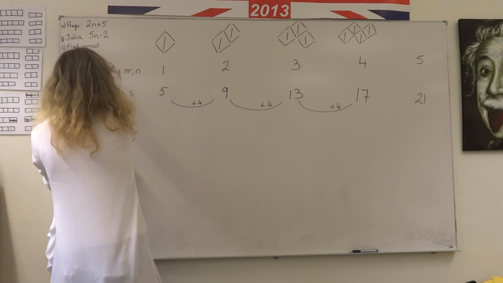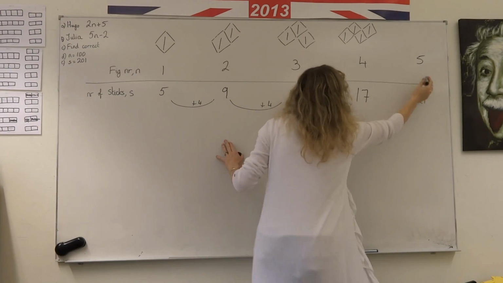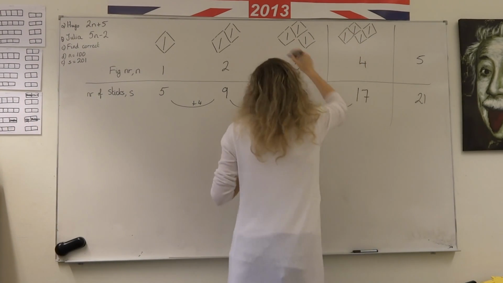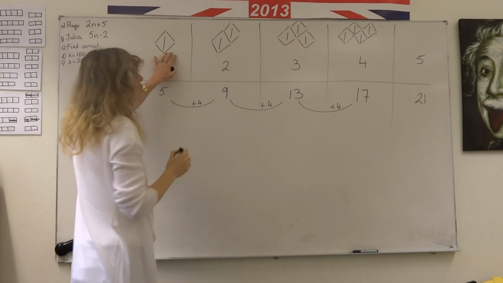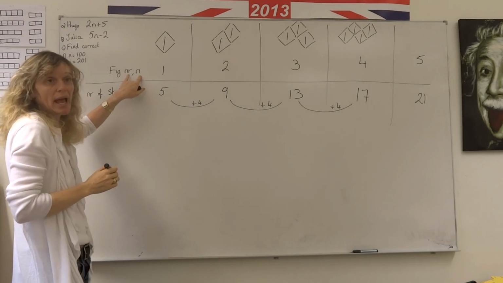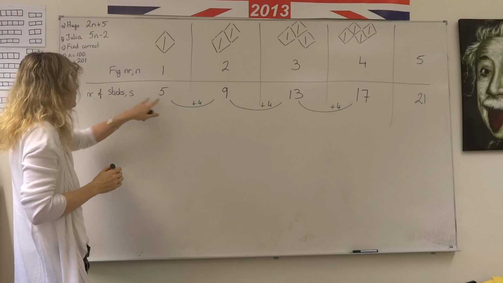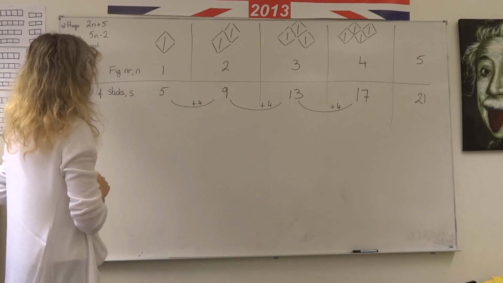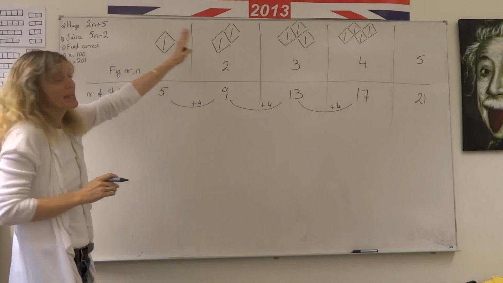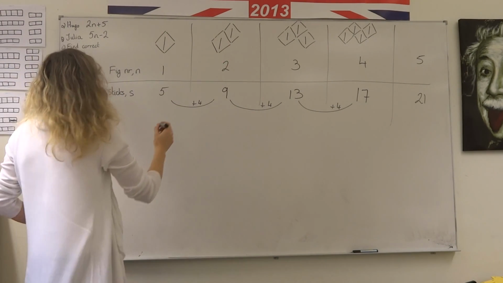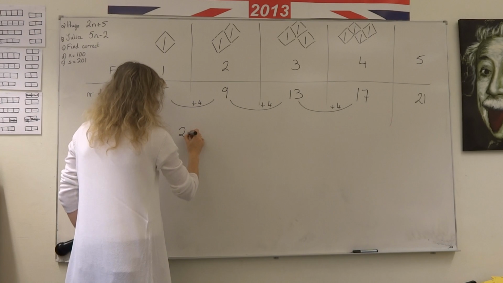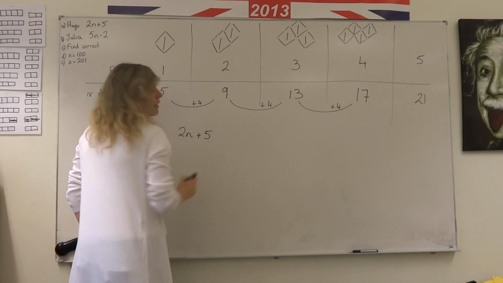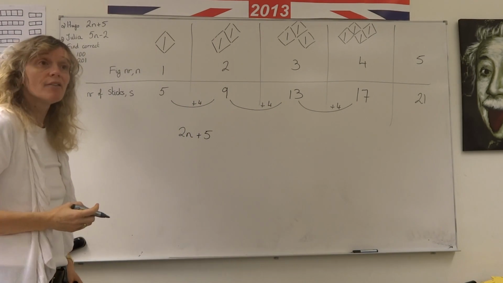So if we were to sketch up where we are with our picture number, which we're calling figure number n, figure 1, 5 sticks, figure 2, 9 sticks. Hugo is saying that this pattern can be represented by the formula 2 times n plus 5. Right, let's see if it works.